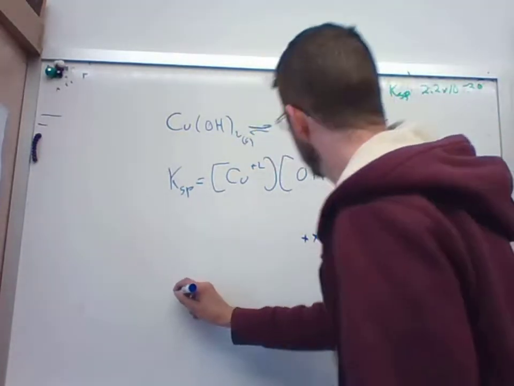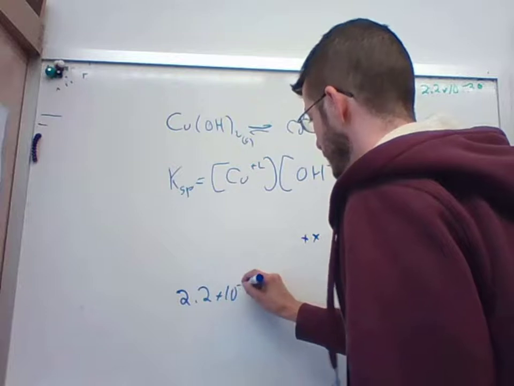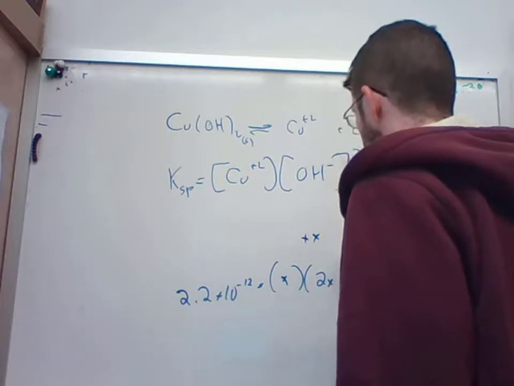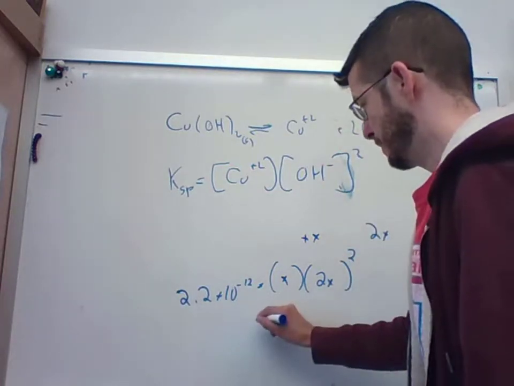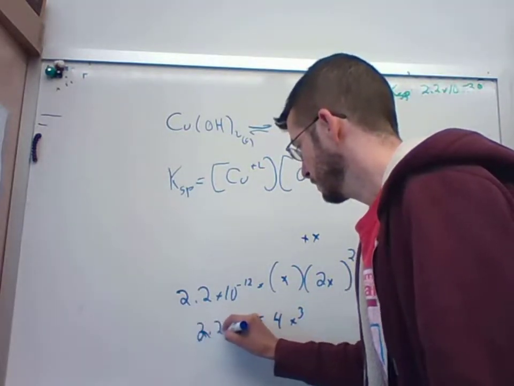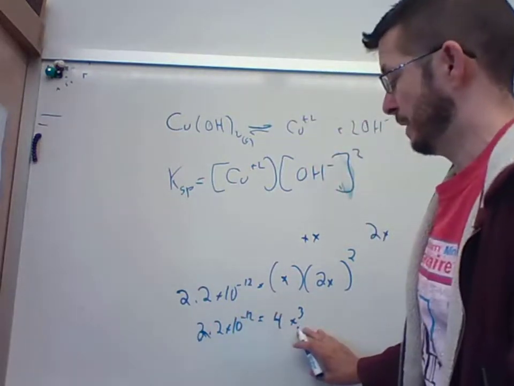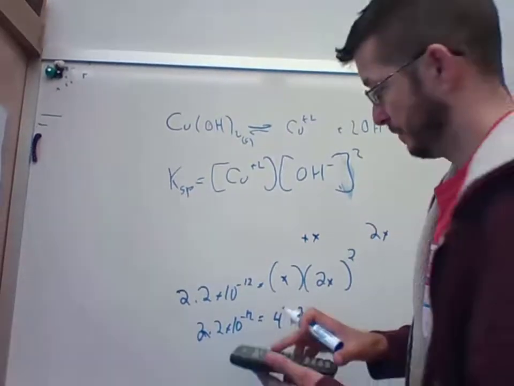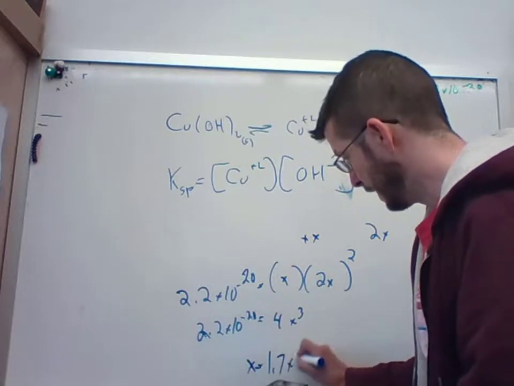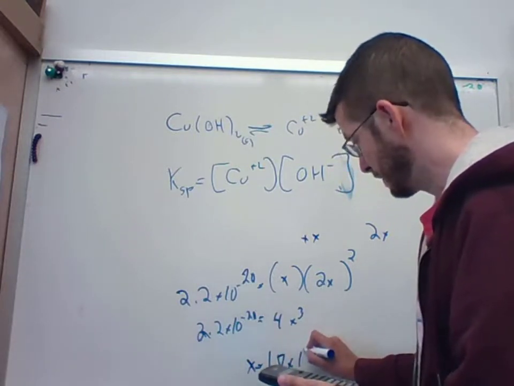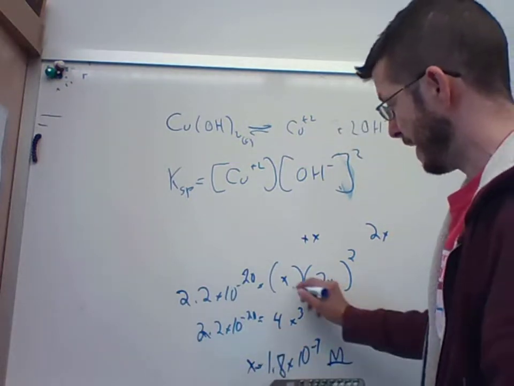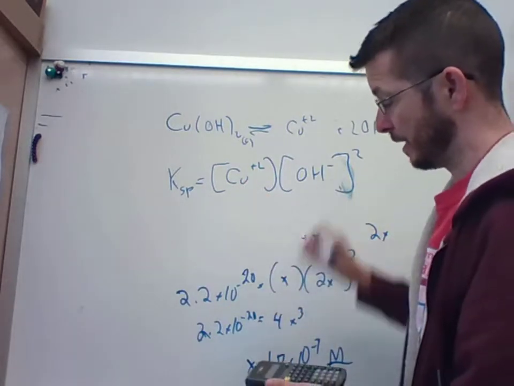And so 2.2 times 10 to the minus 10th will equal X times 2X squared. This becomes 4X cubed. Divide 4 into this, take the cube root. X is equal to 1.8 times 10 to the minus 7th molar. It says that that's the maximum copper concentration that would form in the presence of the copper hydroxide.